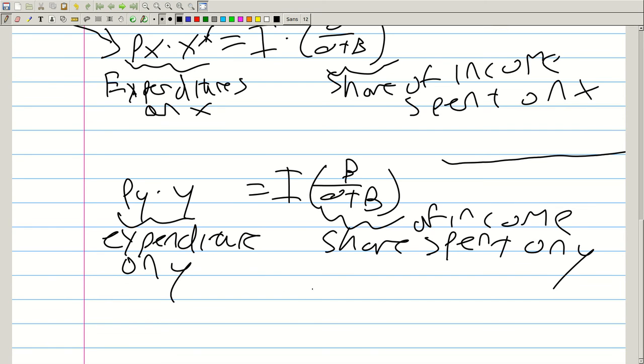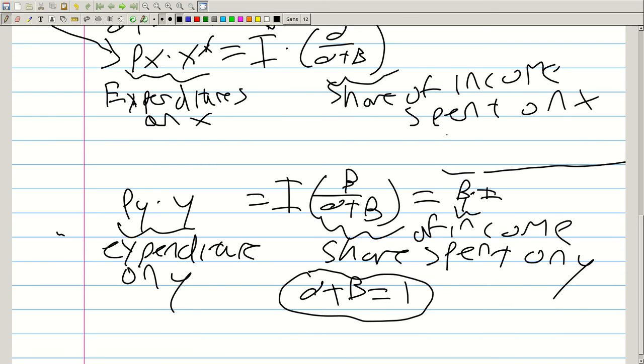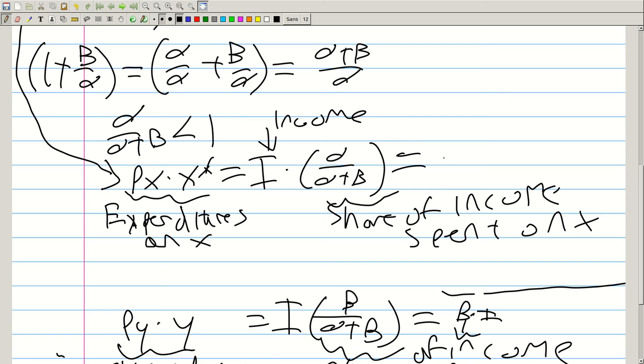Notice that if alpha plus beta is equal to 1, then this is even easier. If we assume that alpha plus beta is equal to 1, then we now spend beta times I. So beta is now the share of income spent on y, and if alpha plus beta is equal to 1, then this just becomes alpha times 1, and now alpha is simply the share of income spent on x.